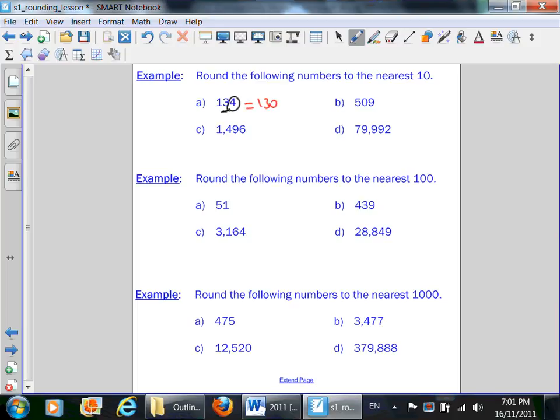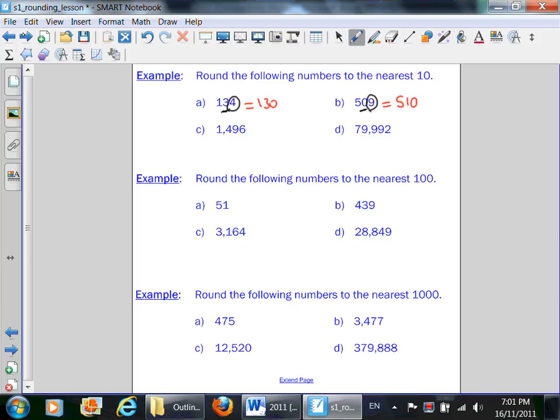In question B, we have 509. The number we're rounding is a 0. We're either going to round that down to 500 or up to 510. Because this number is a 9, we round up to 510.